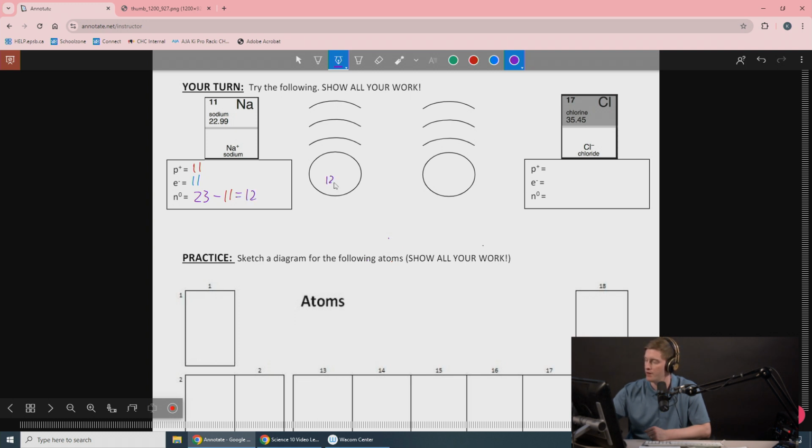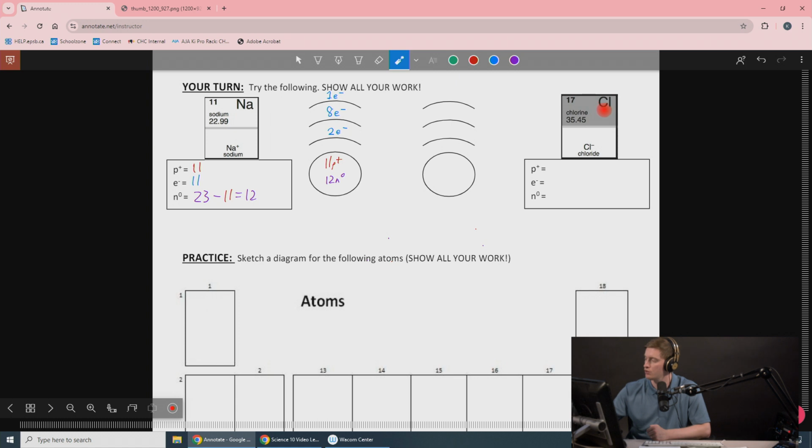So I'm going to put 12 neutrons in the nucleus along with 11 protons. I've got 11 electrons to place. I'll start at the bottom energy level where I can put 2 electrons. Now I have 9 left to place. I can put 8 of those in the second energy level, and I'm left with 1 electron that can go in the third energy level. So you have to fill the bottom energy level first.